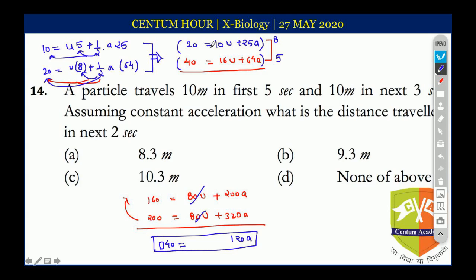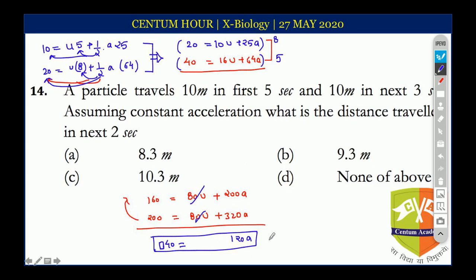Okay. So 8 2s are 16, right or not? 8 10s are 80, 8 25s are 200. Okay? Similarly, 5 4s are 20, 5 16s are 80, 5 64s are 320. Okay? Good.